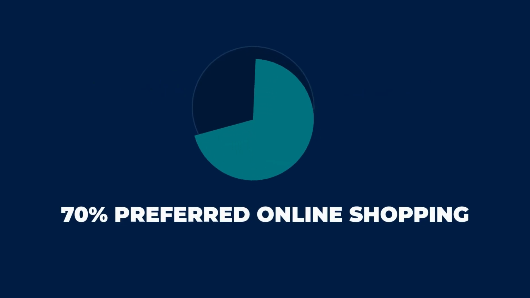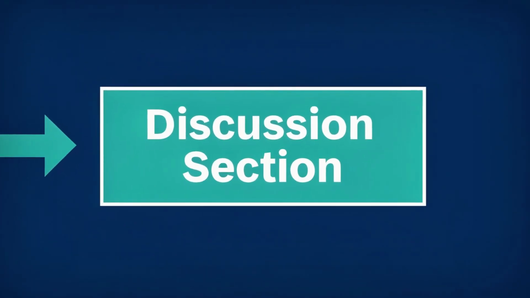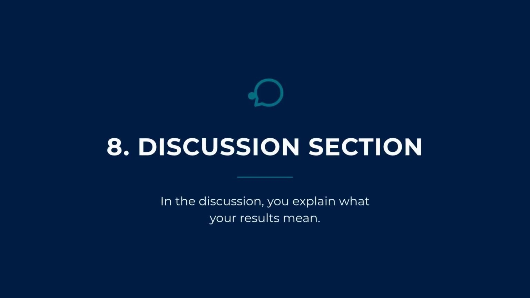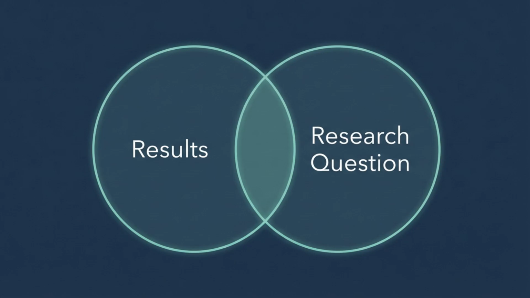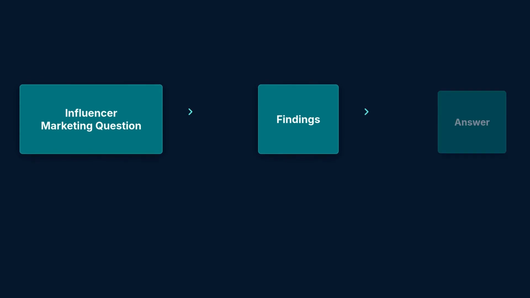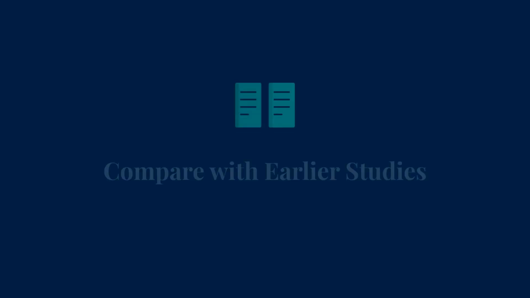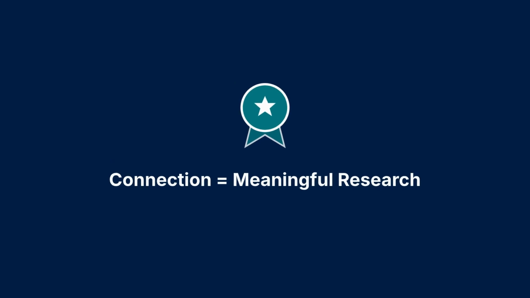When presenting results, keep them clear and objective. For example, you can say 70% of respondents preferred online shopping. Do not include your opinions in this section. Save interpretation for the discussion section. In the discussion, you explain what your results mean. You should also link your results back to your research question and literature. For example, if your question was about influencer marketing, your discussion should clearly explain how your findings answer that question and how they compare with earlier studies. This connection is very important because it shows that your research is meaningful.